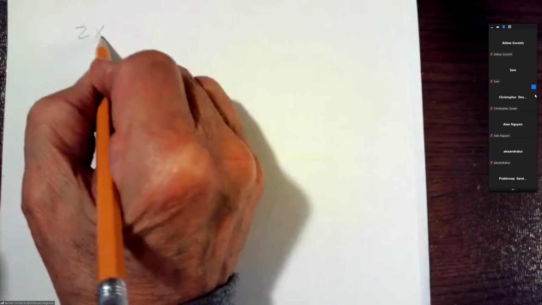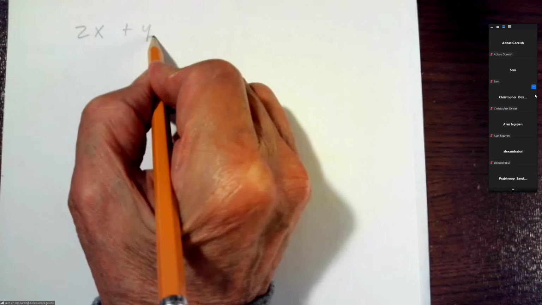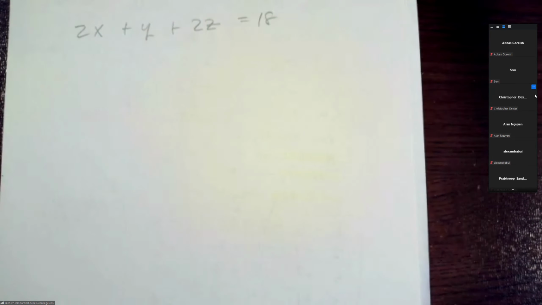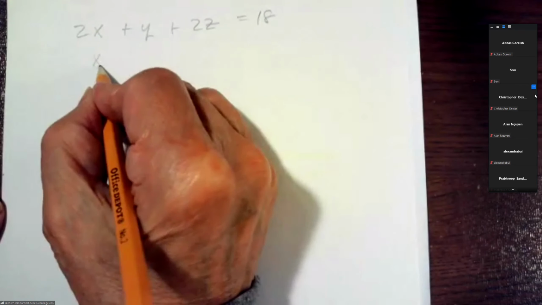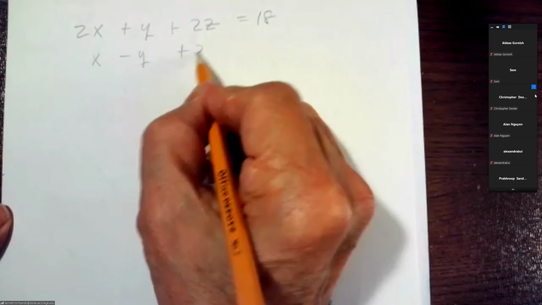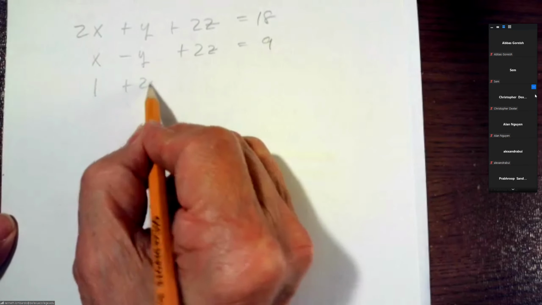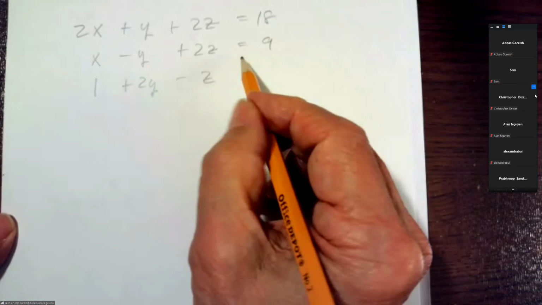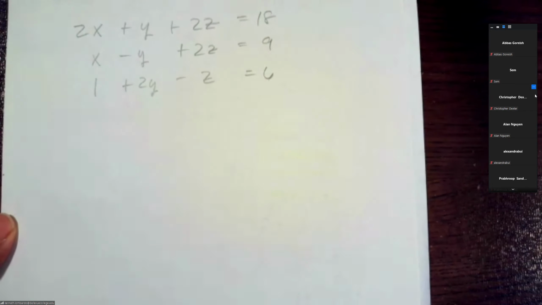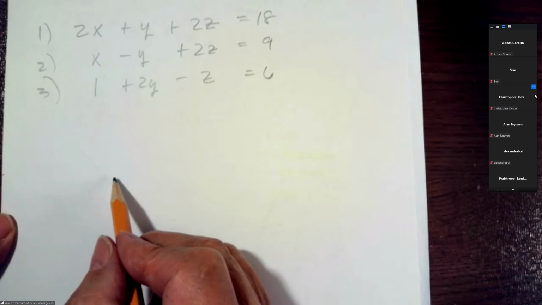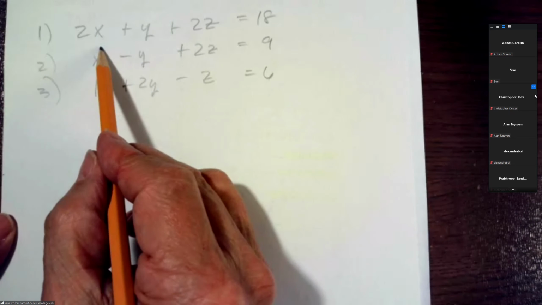Let's say I'm given 2x plus y plus 2z equals 18, and x minus y plus 2z equals 9, and x plus 2y minus z equals 6. We've had these, haven't we? We've seen this before. Now we've gone through and maybe done some solutions on that. So this is what we're given.